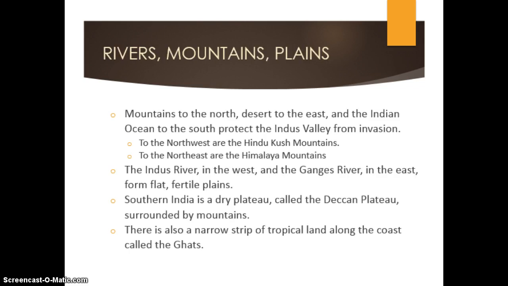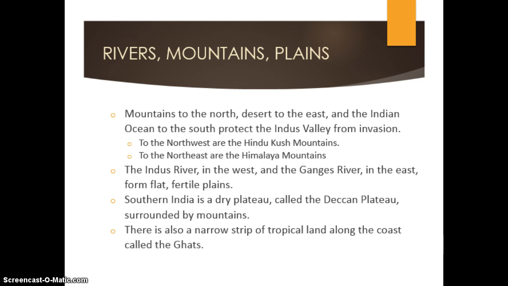With mountains to the north and a desert to the east, and the Indian Ocean to the south, it enabled the Indus Valley civilization to be protected from invasion. Again, from the map, to the northwest you have the Hindu Kush Mountains, and then to the northeast you have the Himalaya Mountains. The Indus River is the river that lies in the west, and the Ganges River is the river that lies in the east.